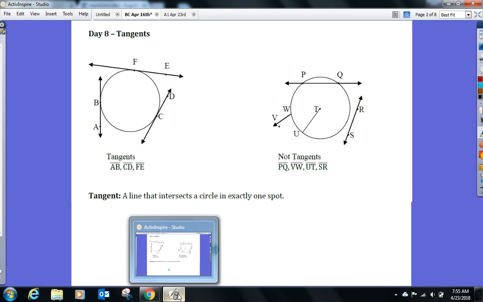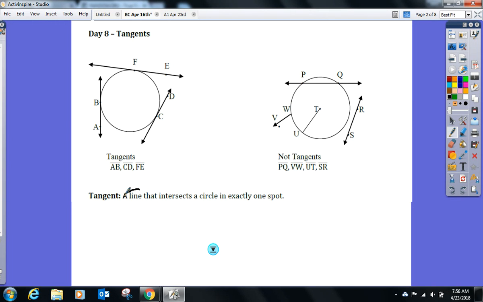All three of those lines on the diagram on the left are tangent lines. None of them on the right are tangent lines. So what makes a tangent line different from all the lines I have on the right? It hits the circle in exactly one spot and one spot only. Then why isn't that a tangent? It hits the circle in exactly one spot, U. Why isn't this a tangent? It hits it at W, right?